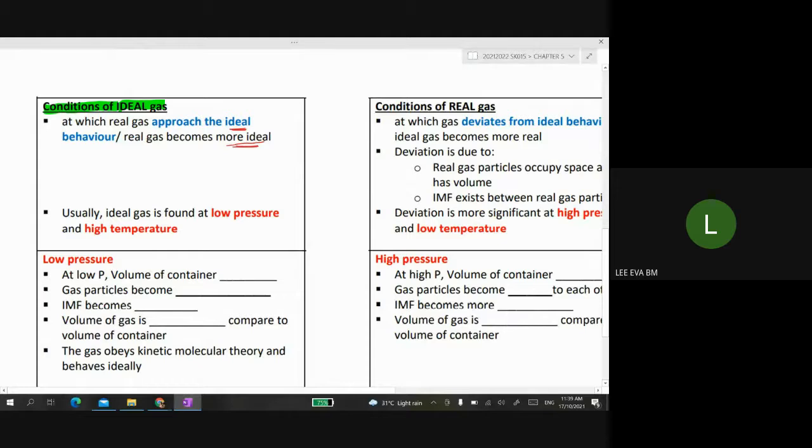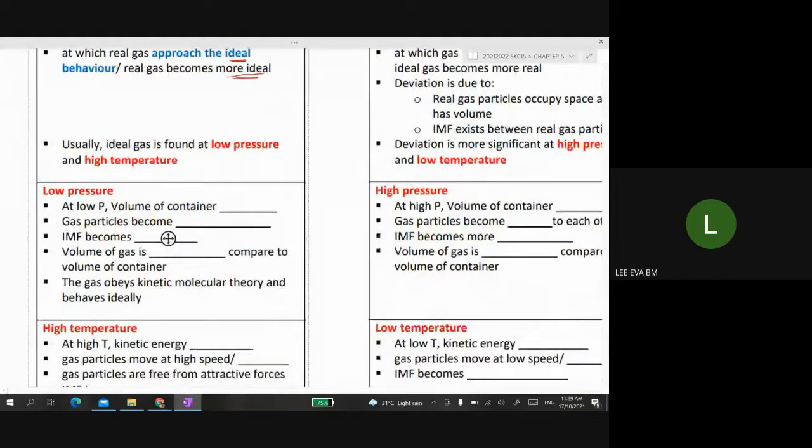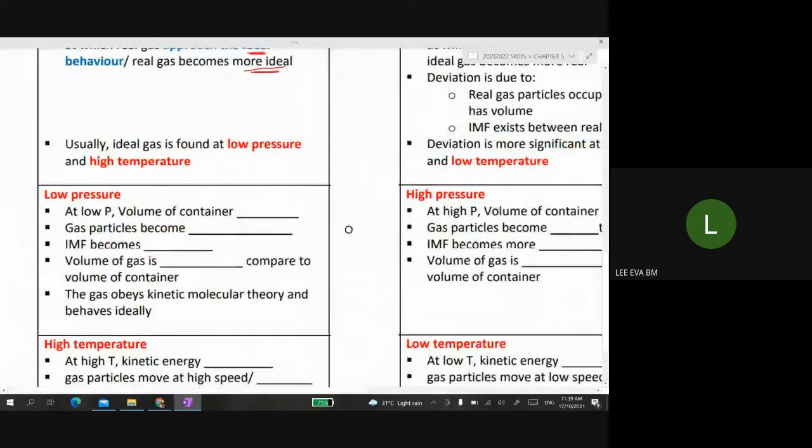So where can you find an ideal gas? Usually it can be found at low pressure and high temperature. Please remember these two conditions, low pressure, high temperature. So in detail, let's just look at this and then fill in together with me. Low pressure. So at low pressure, what happens to the volume of the container? If we apply Boyle's law, what happened to the volume?